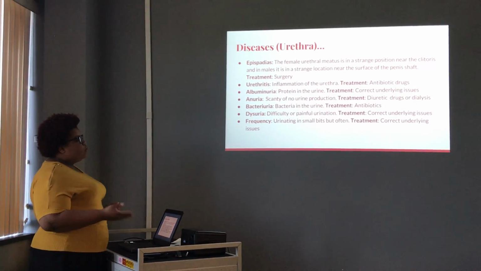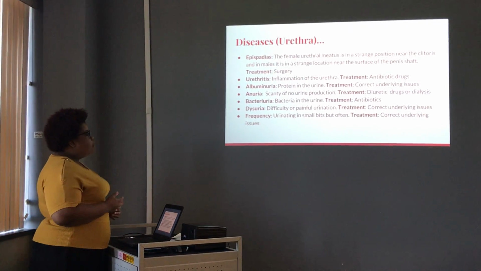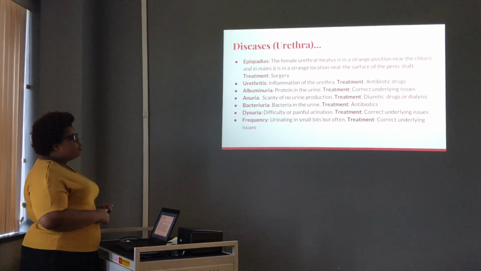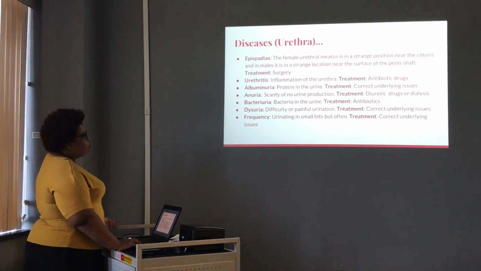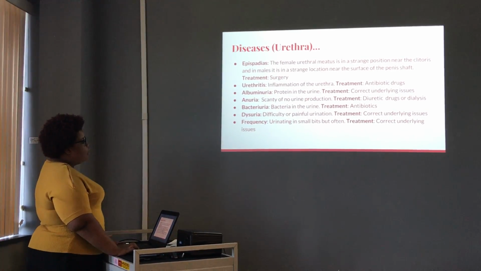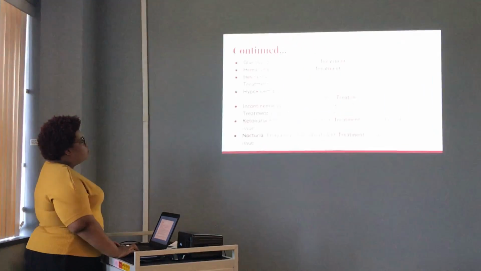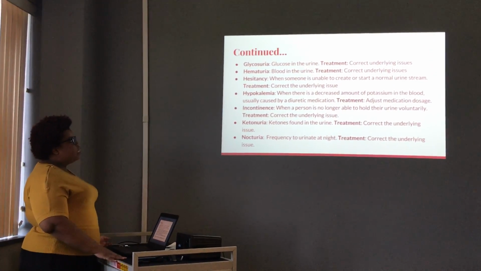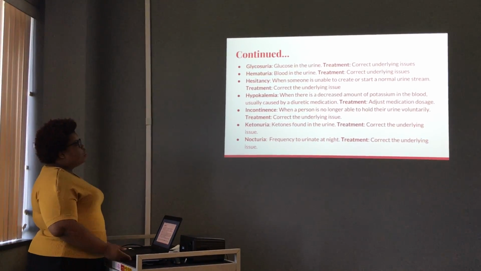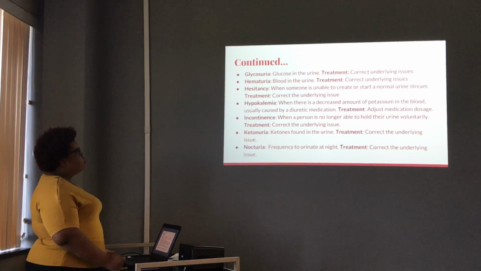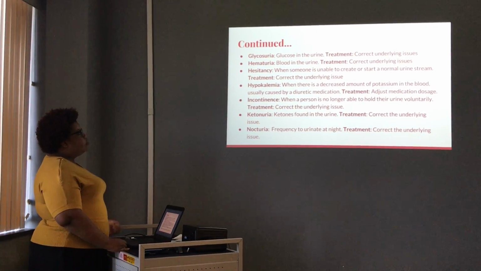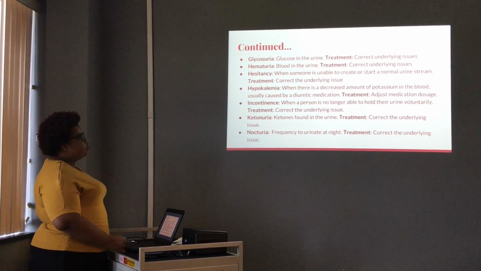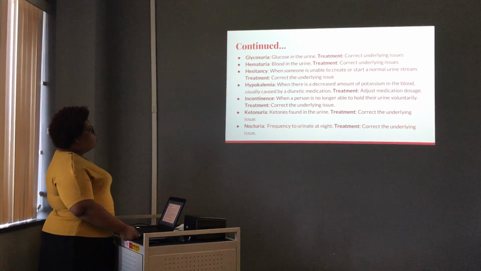You have to treat what's going on to cause that pain. Frequency is urinating in small amounts but often. So you have to correct what's causing you to have to go to the bathroom so much. Next is glycosuria. This is when there's glucose in your urine, so you have to correct the underlying cause that's causing the glucose to be there. Hematuria is blood in the urine, also correcting what's causing the bleeding.